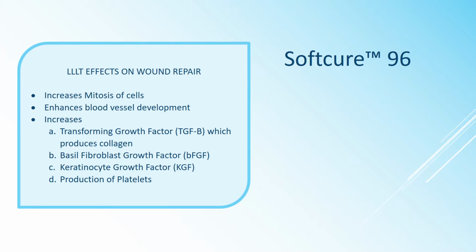An increase in cell mitosis means that new cells are produced more quickly, replacing damaged cells. This cell proliferation is supported by enhanced blood vessel development. Collagen, fibroblasts, keratin, and other structural proteins are produced more quickly because of energized growth factors.